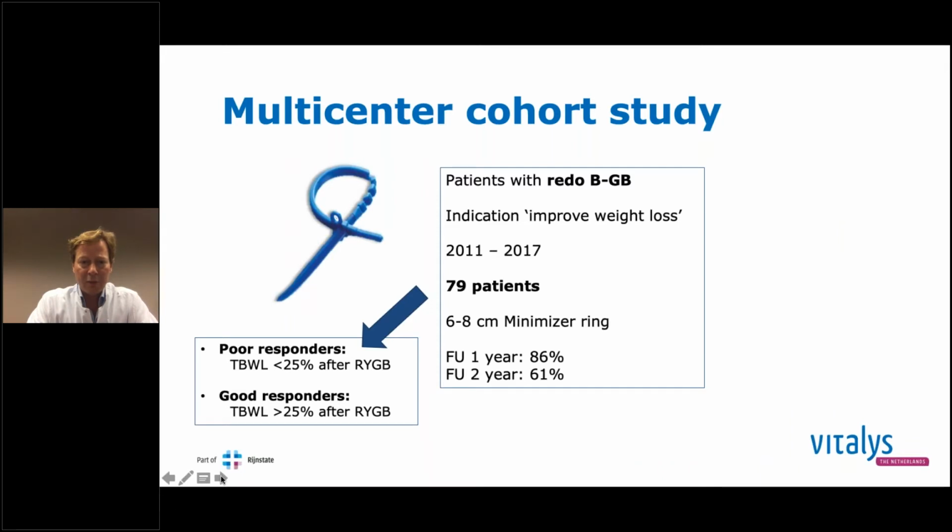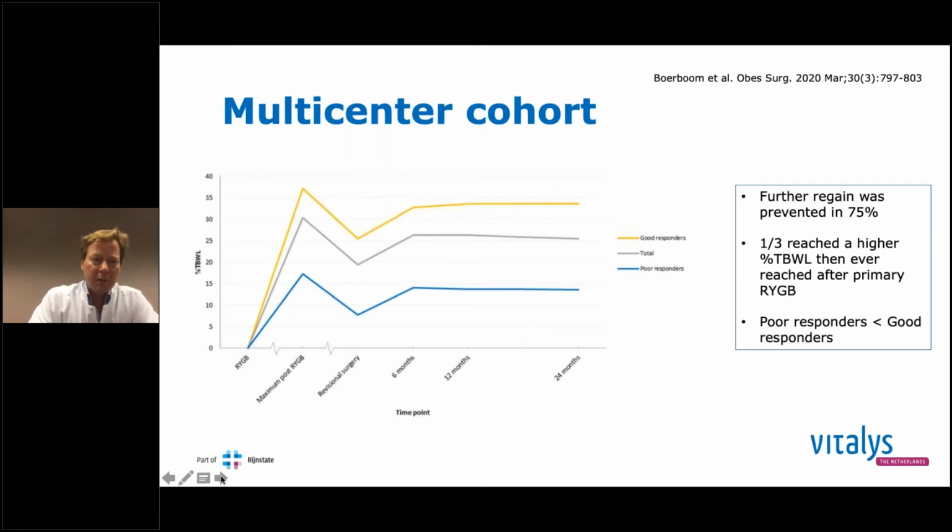So we came up with 79 patients who had minimizer ring placement after a gastric bypass over a 6-year period. First year follow-up was 86% and a reasonable follow-up after 2 years. And again, we divided those groups in poor responders and good responders after gastric bypass. What you can see, as depicted here, is that the gray line is the group in total. This is the time of revision, and after placement of the band, there was significant weight loss, and the effect was obviously higher in the good responder group. But what we noticed is that further regain of weight was prevented in a majority of patients. At least 75% had a benefit in prevention of weight regain, and at least a third of the patients had a higher weight loss than they ever reached after their initial procedure.